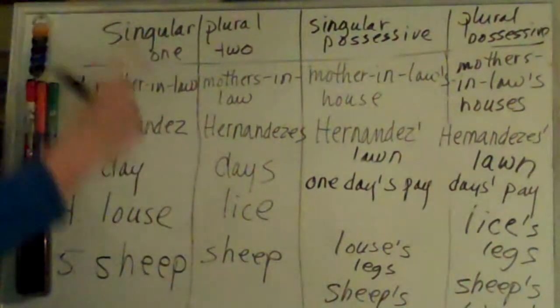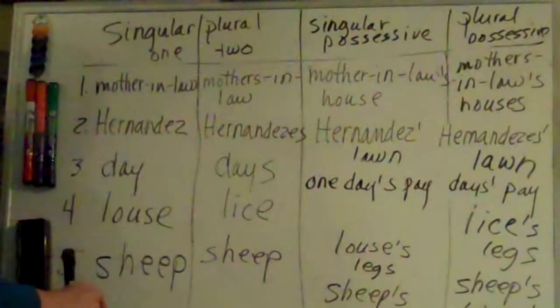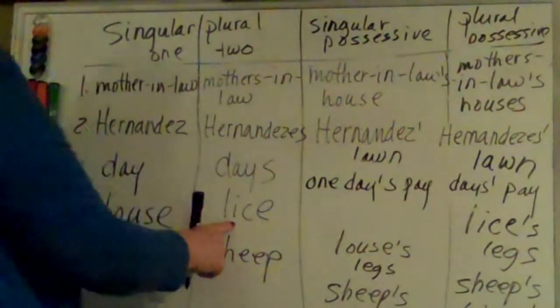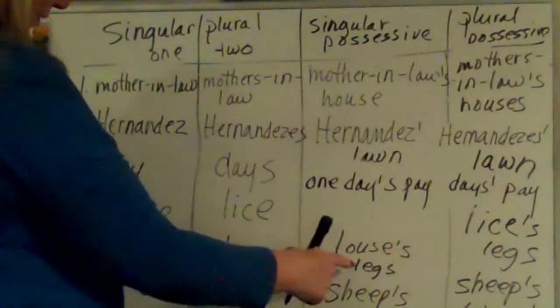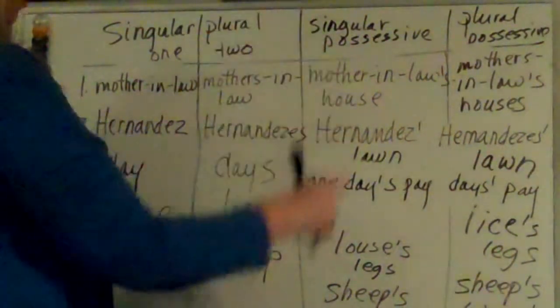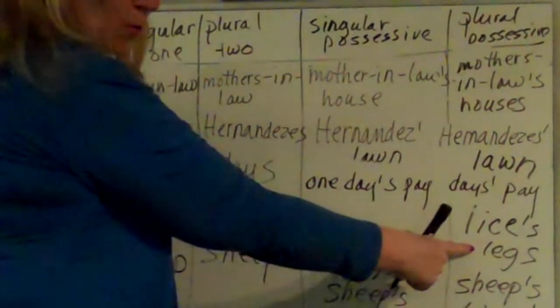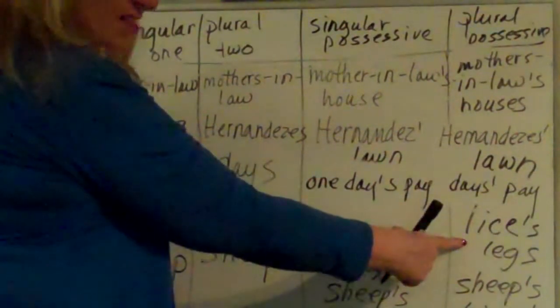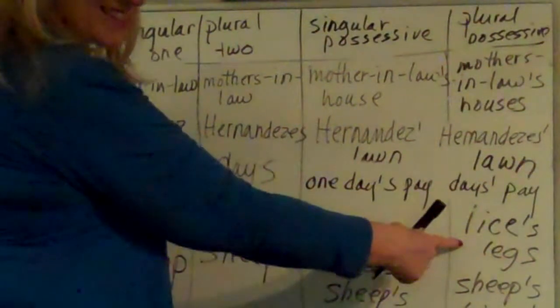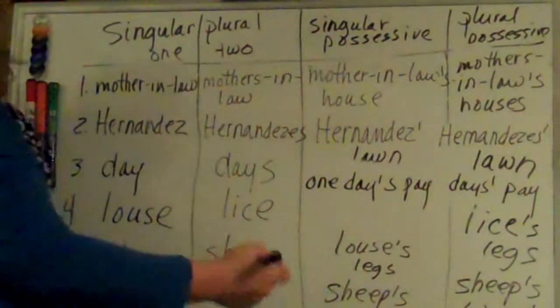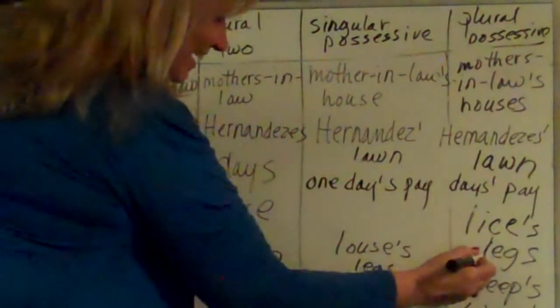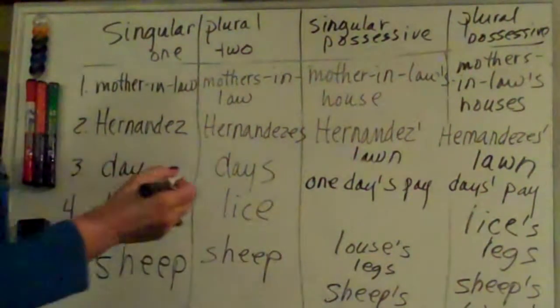Louse is 1 louse. Remember, that's the singular form of lice. This would be more. So lice is 2 or more. Then it's the legs of 1 louse, so it's 1 louse's legs. If it were more than 1 louse, we'd say it was lice, and we would say the lice's legs. Anyway, so you get it? It's kind of weird, huh?